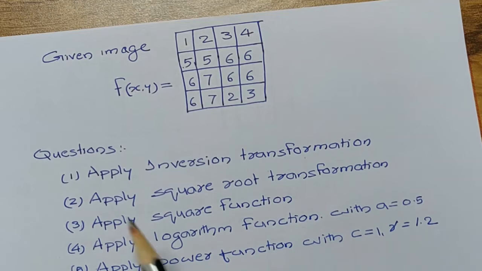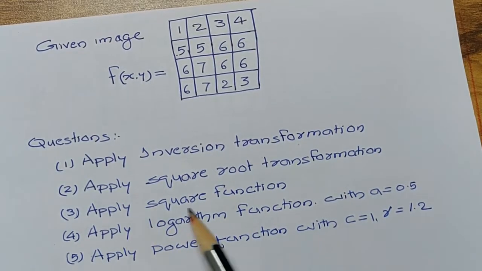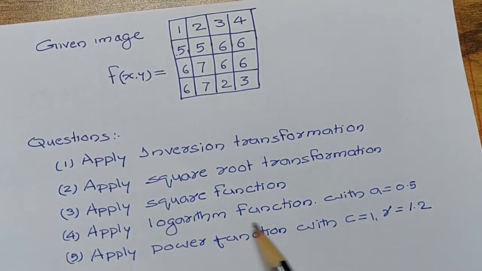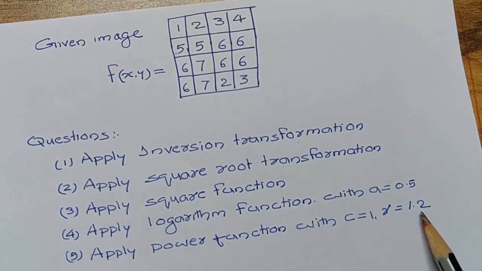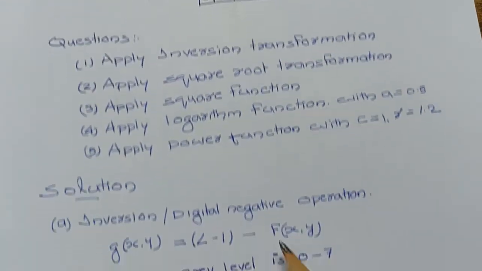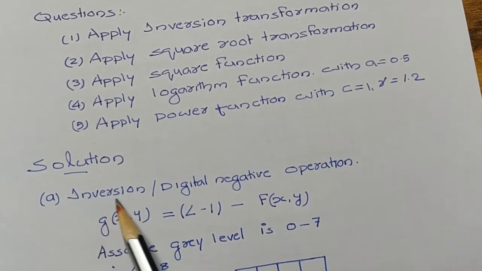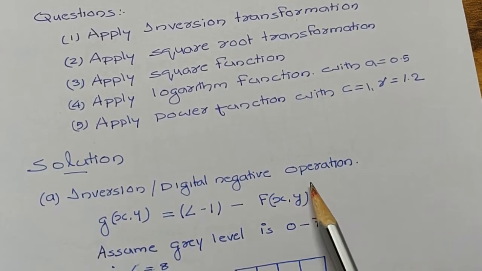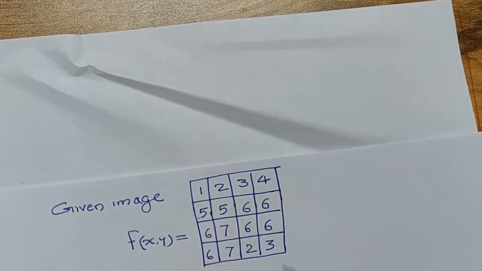And the questions are, first, apply inversion transformation, apply square root transformation, apply square function, apply logarithmic function with a is equal to 0.5, apply power function with c is equal to 1 and gamma is equal to 1.2. First problem, apply inversion or digital negative transformation in the given image 1, 2, 3, 4, etc.